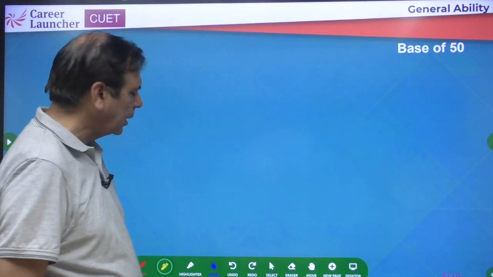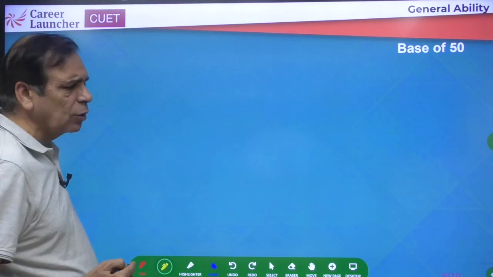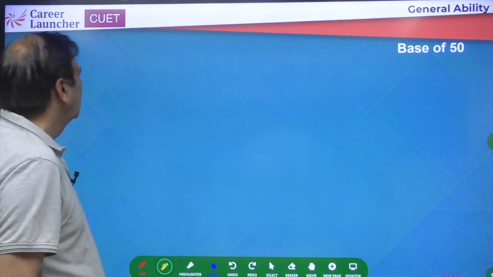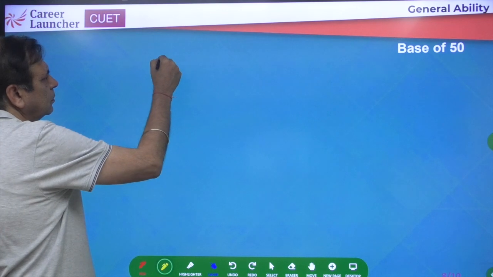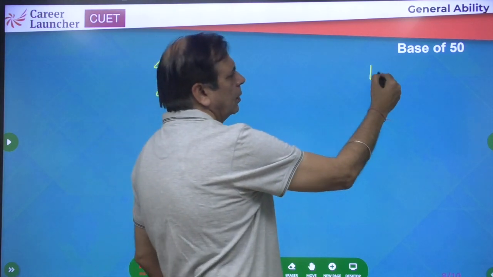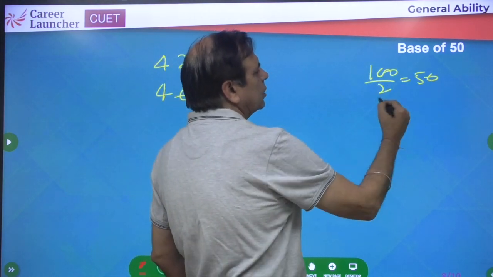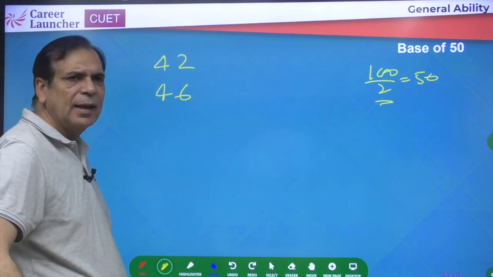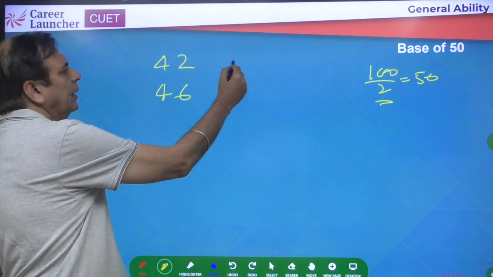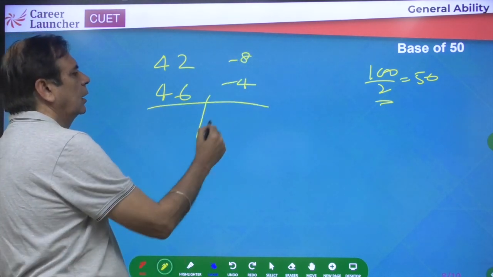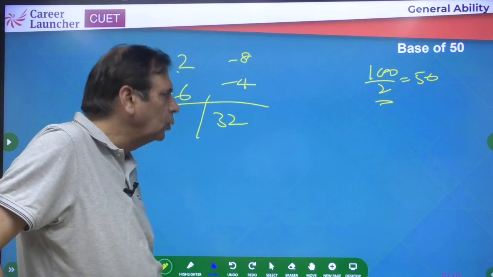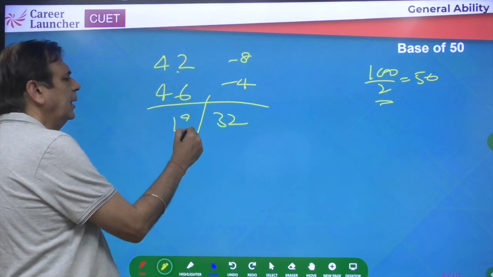Okay. Continuing with the same thing of base of 50. Let's look at a couple of numbers less than, let's say, 50. 42 into 46. Base of 100 by 2 equal to 50, which again I will emphasize, 2 digits on the right hand side and whatever you get on the left hand side has to be divided by 2. Okay. Minus 8, minus 4, 8 4s are 32, 42 minus 4 is 38, absolutely right. 38 divided by 2, 19 and 32.